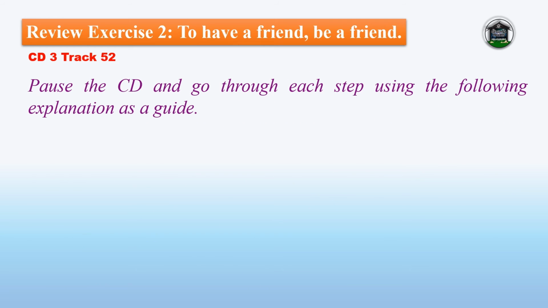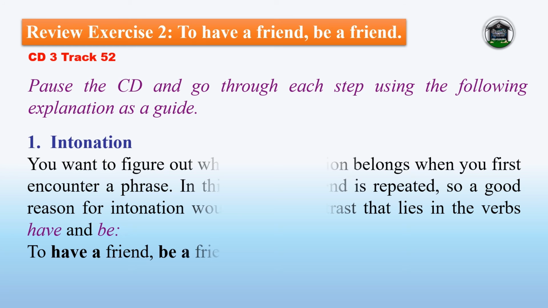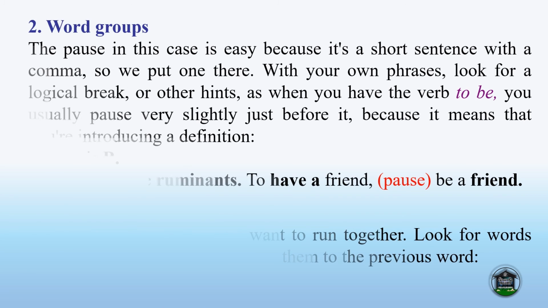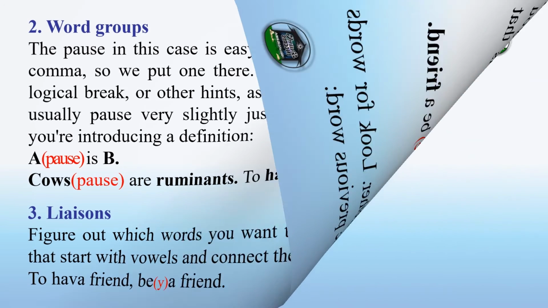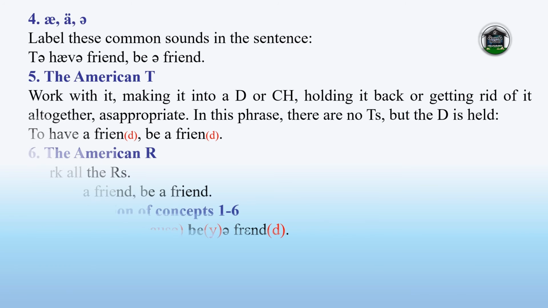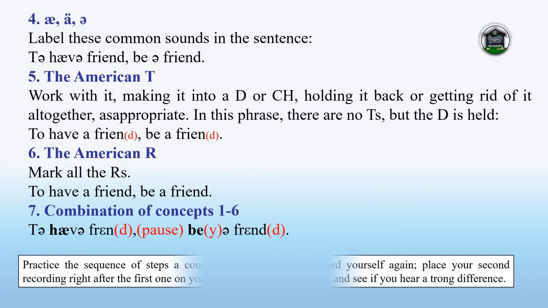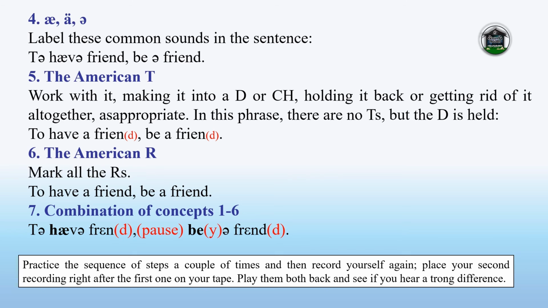Review exercise 2. To have a friend, be a friend. Pause the CD and go through each step using the following explanation as a guide. Practice the sequence of steps a couple of times, then record yourself again. Place your second recording right after the first one on your tape. Play them both back and see if you hear a strong difference.